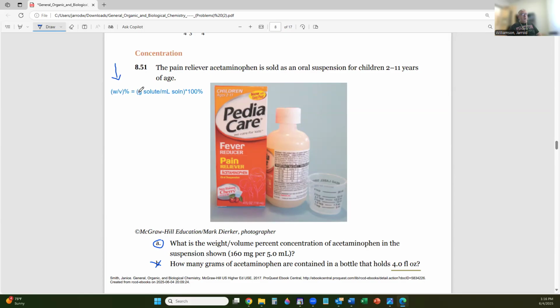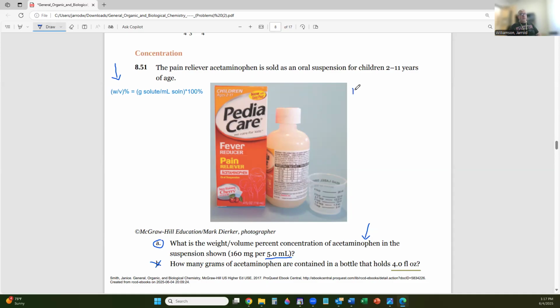Weight volume is grams of solute. In this case, the solute is the acetaminophen. That's what gets dissolved. And the solution is the mixture, the entire mixture, the acetaminophen and whatever's dissolving it. And they want to know what's the weight volume. I'm going to have to turn the 160 milligrams into grams.